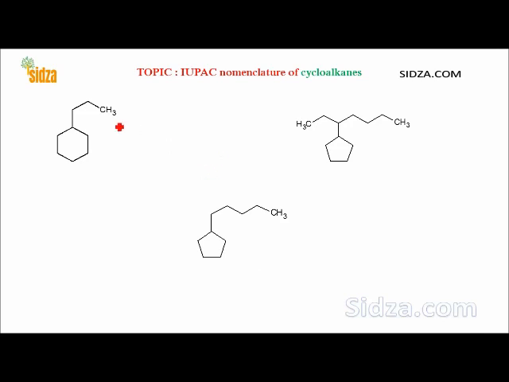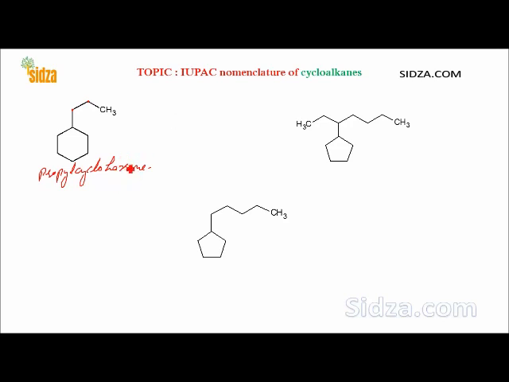Now in this molecule we got a cyclohexane ring, and it has an alkyl group that contains 3 carbon atoms. So the name for this molecule will be propyl cyclohexane.